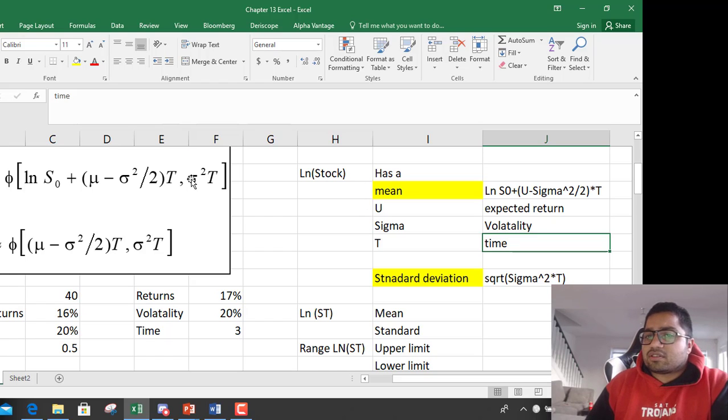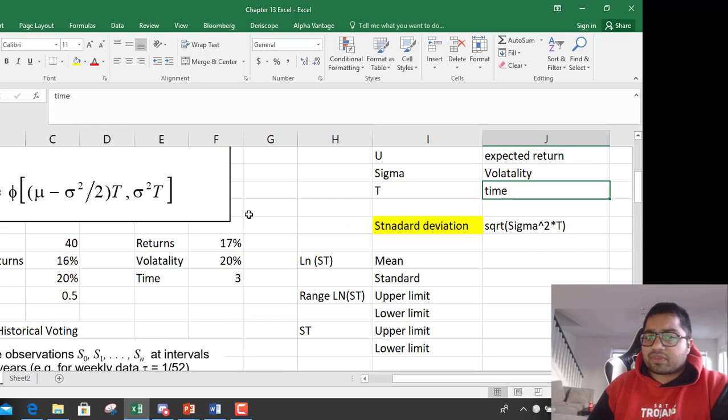And this also suggests that at any given point of time, the standard deviation is the square root of sigma to the power 2 times T. So the log normal stock standard deviation is the square root of sigma to the power 2 times T. Okay, so this is the formula. We'll understand it more when we use it.